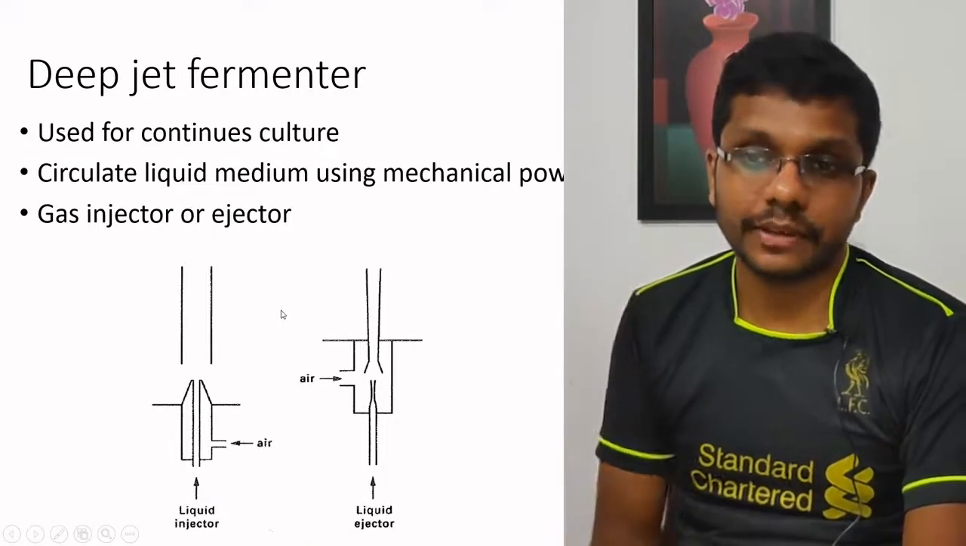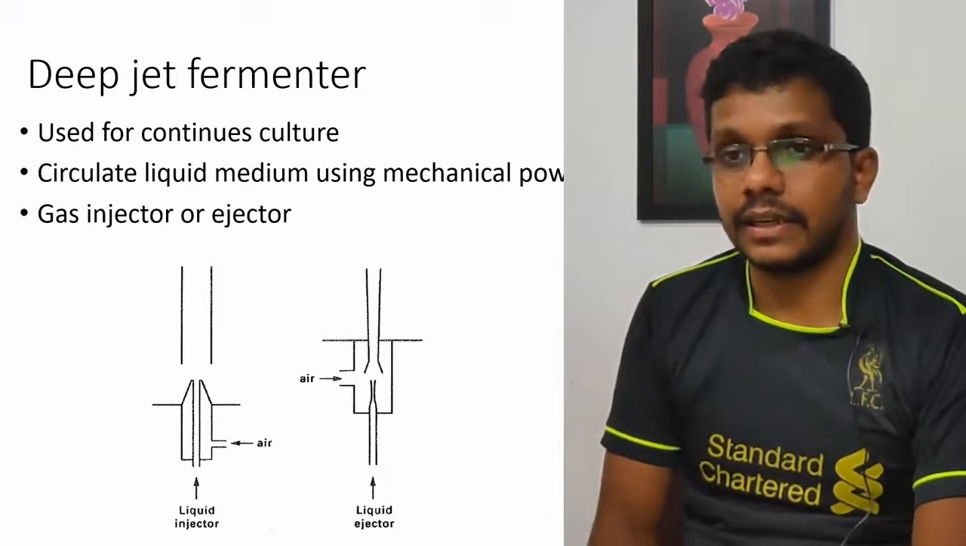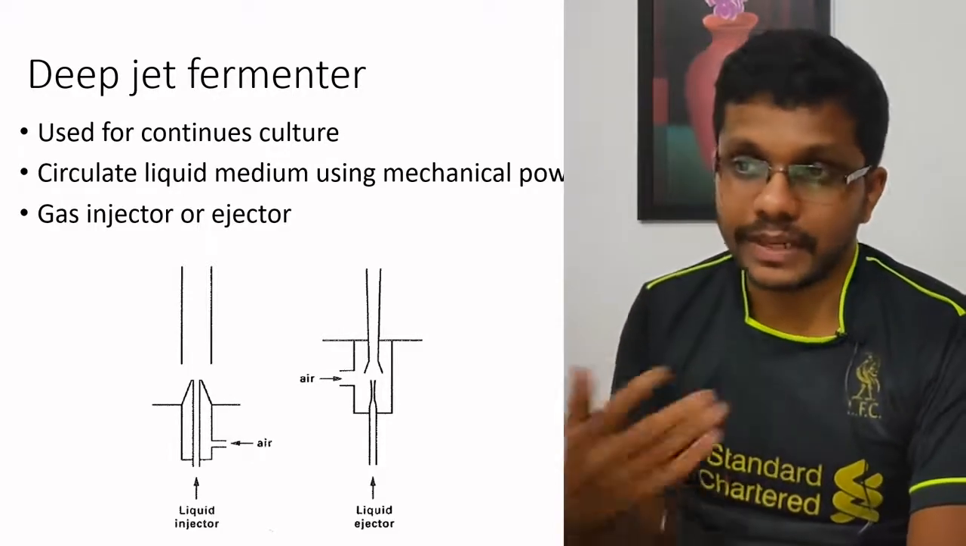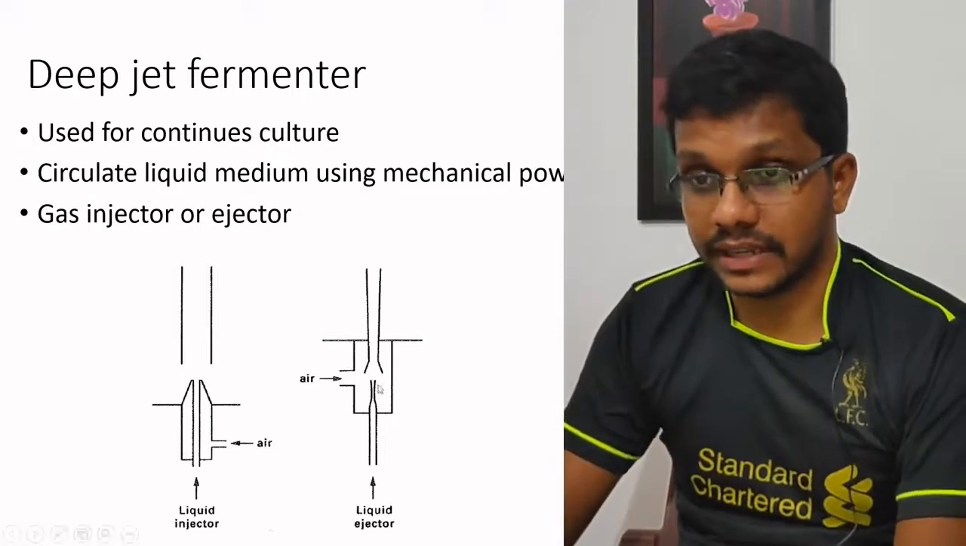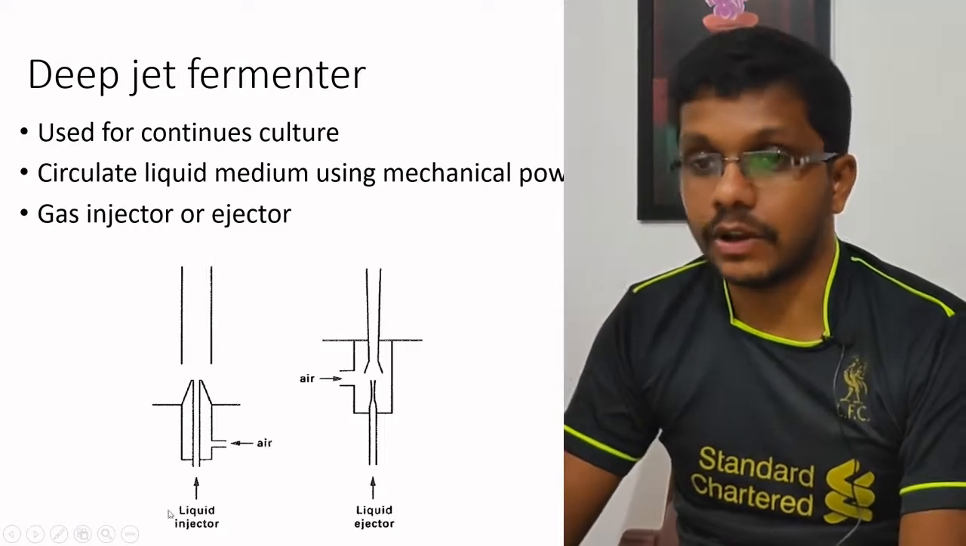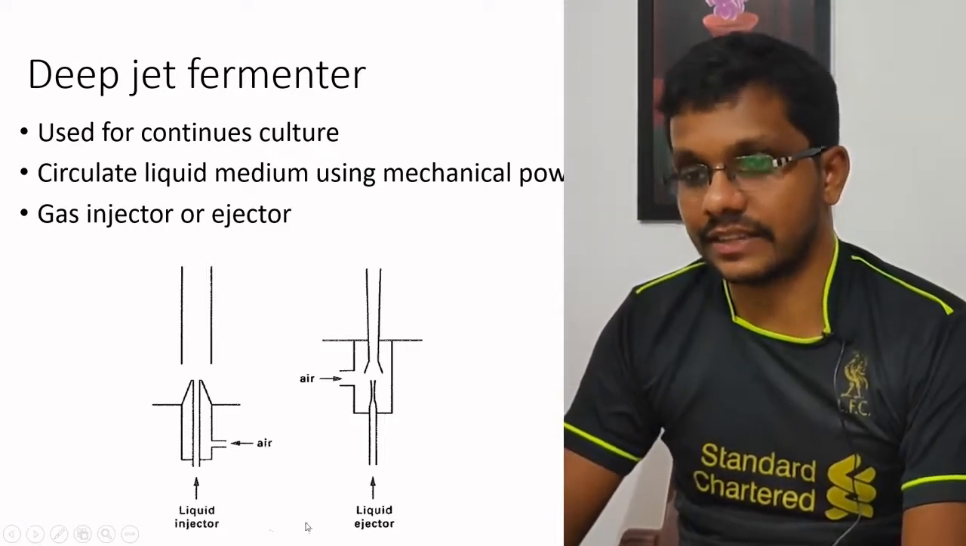Deep jet fermenters are used to get higher aeration, and they are mainly used in continuous cultures. The liquid medium is circulated using mechanical power. We have two different types of deep jet fermentation setup: one is a gas injector and the other is a liquid ejector.